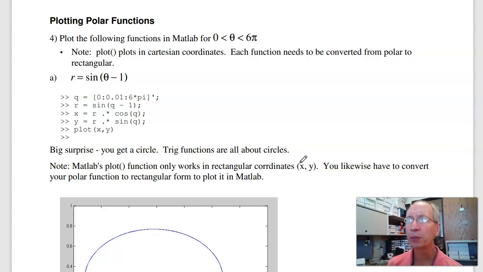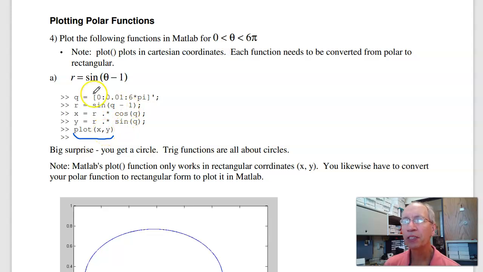Problem 4 looks at plotting polar functions. Now Matlab only plots in rectangular coordinates, so the trick is to convert the polar form to rectangular form, then I can plot it. That's the plot command right here. It's always x versus y, not r versus theta. So if I have a function like r equals sine of theta minus 1, I've got to find the x coordinate, that's r cosine theta, the y coordinate, r sine theta, then I can plot it.